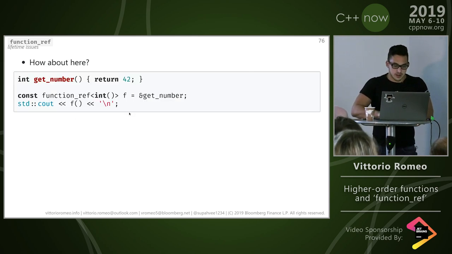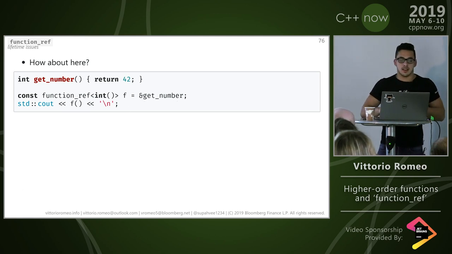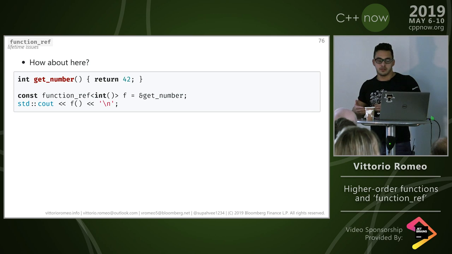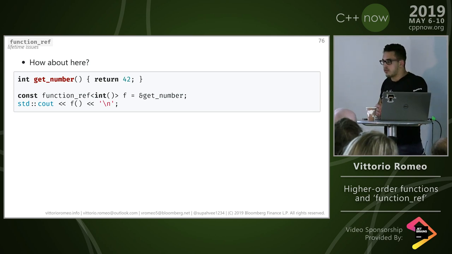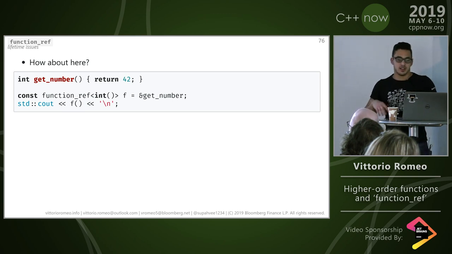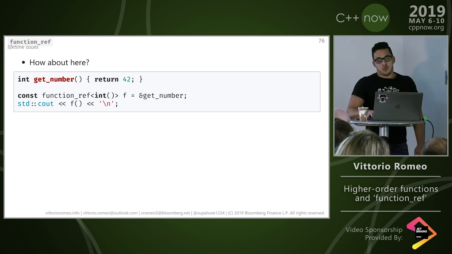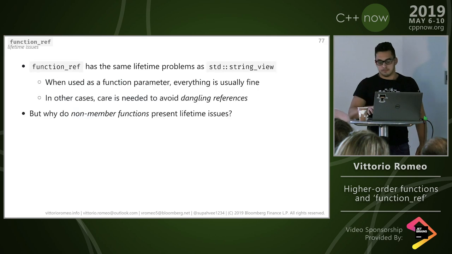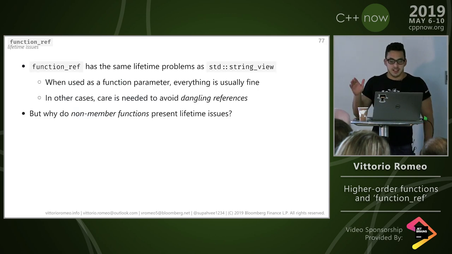So what we have here is get number. We're taking the address of get number, and then we're storing it in the function ref. But we defined our constructor as always taking the address of whatever we're passing in. So in this case, we're taking the address of the address. Why does this work? Why doesn't this cause a compilation failure? Well, let me explain.